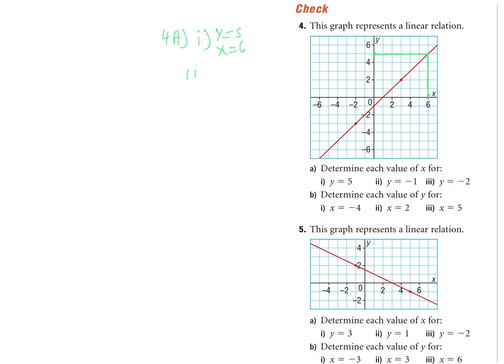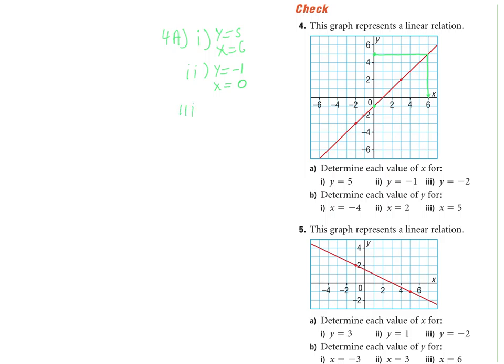Now for point 2, we can see here y equals negative 1. So right here is where y equals negative 1. And in this case, we're on the red line. So since we know that y equals negative 1 at this point, and we can see it right here already on the red line, our x value at this point is 0. So I don't need to make a line like this. I'm already on my red line. So x equals 0.